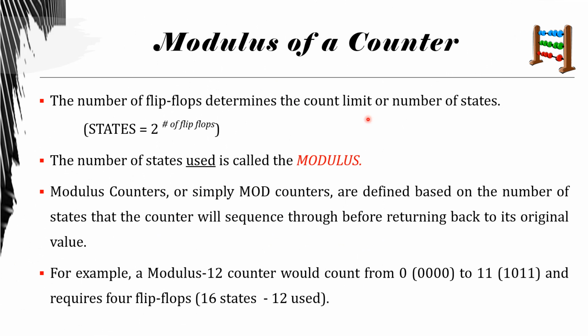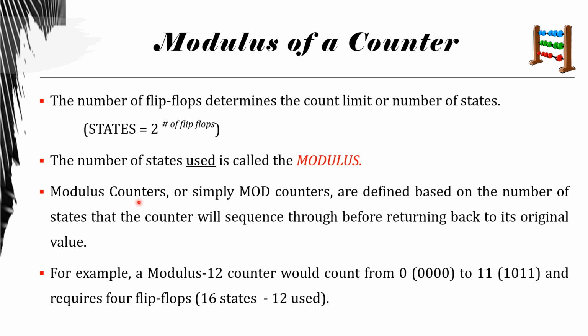As we discussed earlier, the number of states used in the counter is called the modulus of a counter. The number of flip-flops determines the count limit or the number of states. If you have n flip-flops, then 2 raised to n different states will be there. So the number of flip-flops determines the possible number of states or the count limit, and the number of states used by a counter is called its modulus.